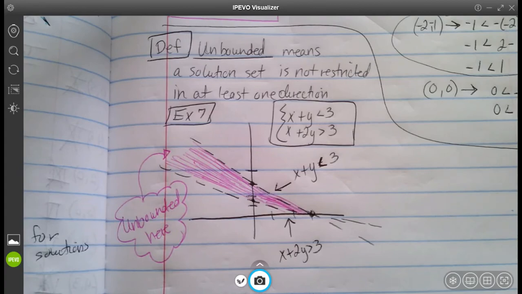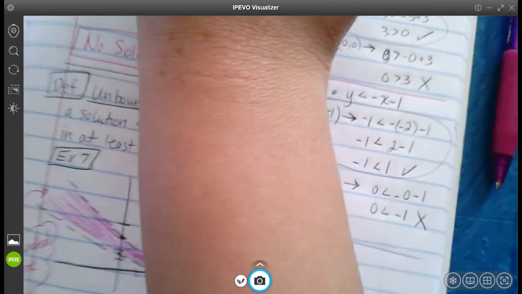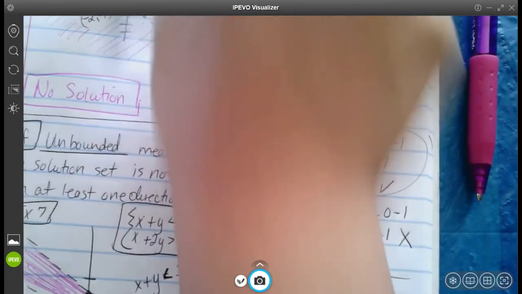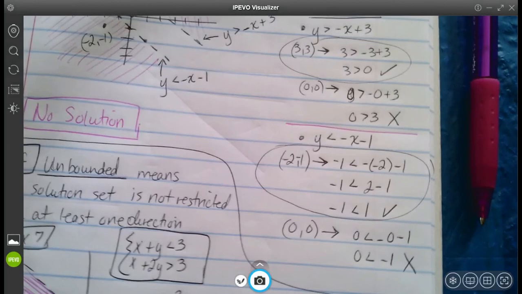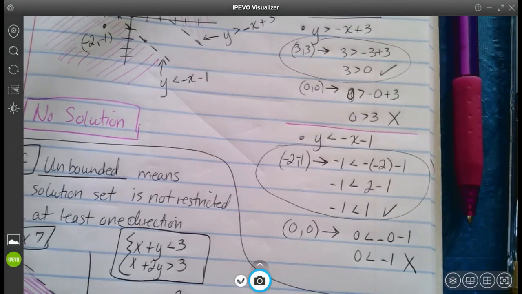But yeah, that is basically it, guys. If you didn't get that part over here, I'll go ahead and show that so you can get it. These were the test points for the problem before. If you have any questions, let me know.